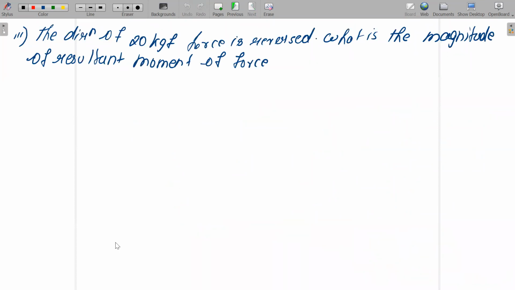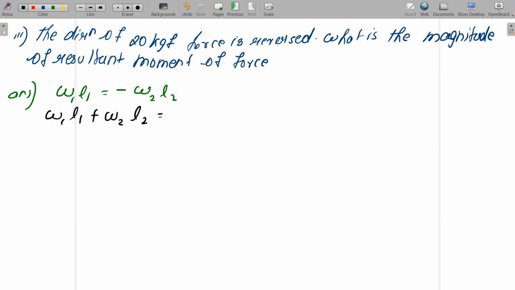What happens? If you're reversing that, the answer will be W1 L1 is equal to minus of W2 L2, right? Opposite direction to come. That means W1 L1 plus W2 L2 is equal to, so what is the equation? 120 plus 120, you guys will get 240. Got it? Just write 240. That is more than enough. No need of writing anything. Got this?